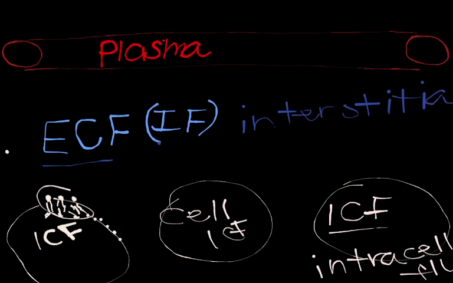And that is our IF, interstitial fluid. Okay, now as for our plasma, the plasma is the fluid component of our blood vessels. So this structure that I've drawn is a blood vessel. What do our blood vessels hold? Blood. And within that blood is plasma. Plasma is the liquid component of blood.